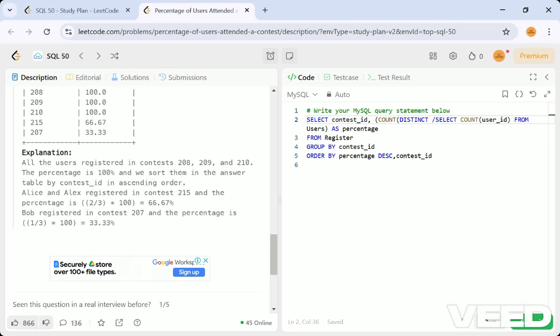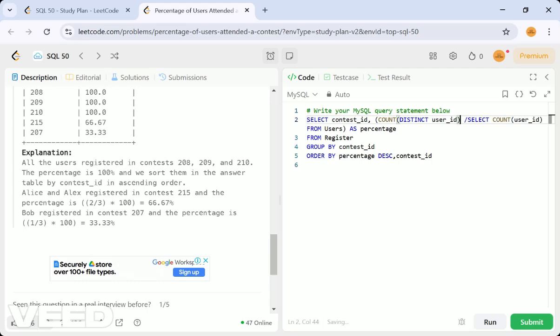Likewise, we have to get distinct users, distinct user IDs. We take that count, multiplied by 100, divided by the count of users we actually have. For that particular contest id, how many distinct users registered, against the total number of users we actually have. So by that we will get the percentage.